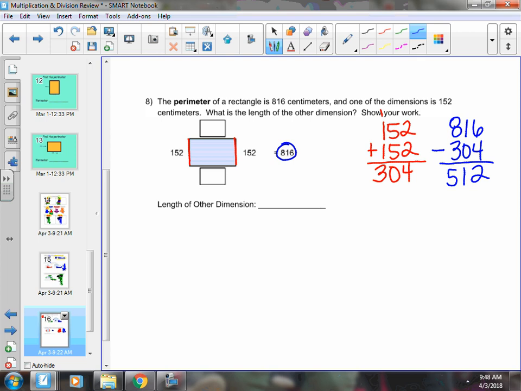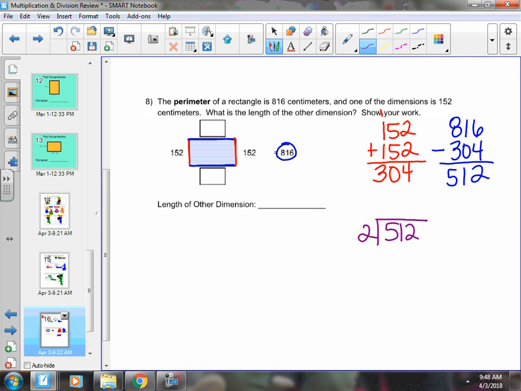So does that mean the length is 512? No, that means that the long side is 512. But I just need to know what the side is. So I now need, as my last step, to take 512 and cut it in half. So let's take 512, what we have left, and cut it in half. When you cut something in half, that's dividing by 2.